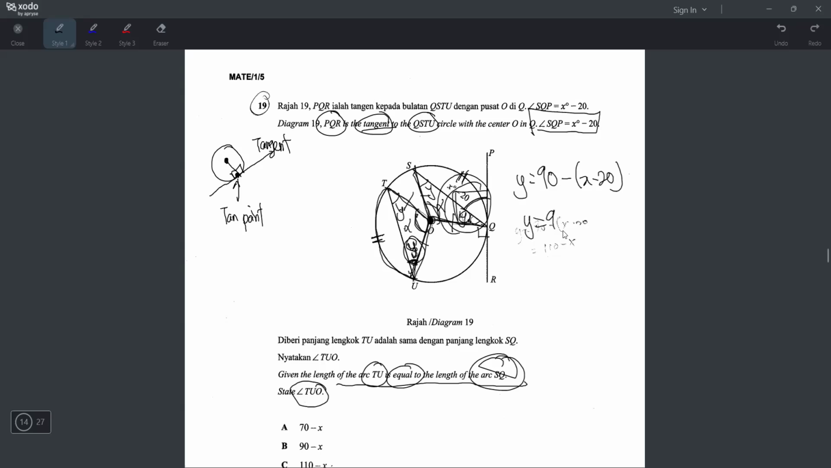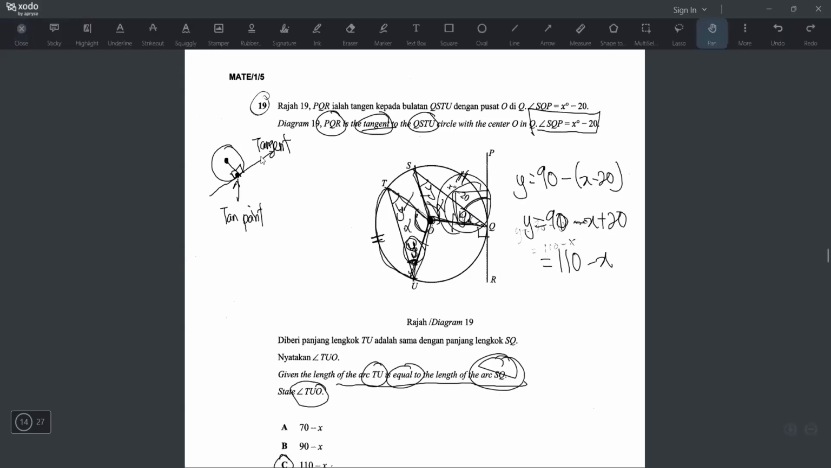So it becomes Y equals 90 minus (x minus 20). The bracket is very important, because if you don't open the bracket, you think it's minus 20, but actually it's plus 20. Because when you open the bracket, minus becomes plus. So the answer is 110 minus x. Okay, this question is actually quite easy. So yeah, that's how you do it.